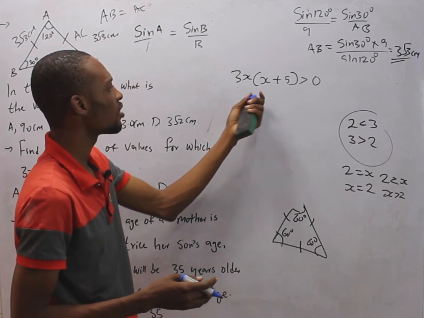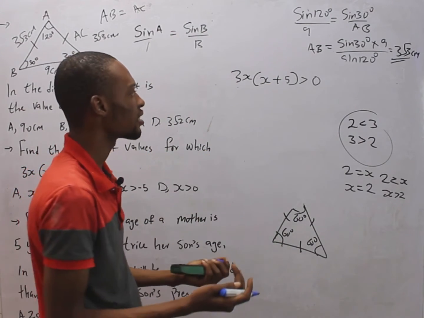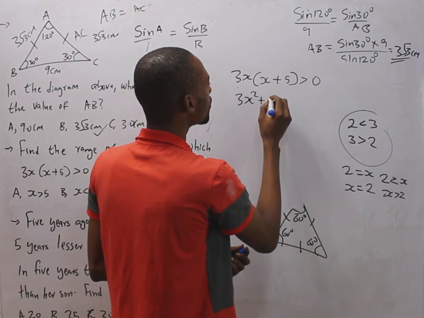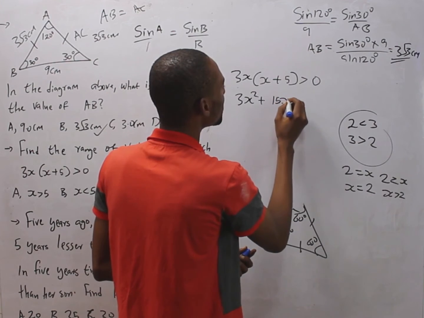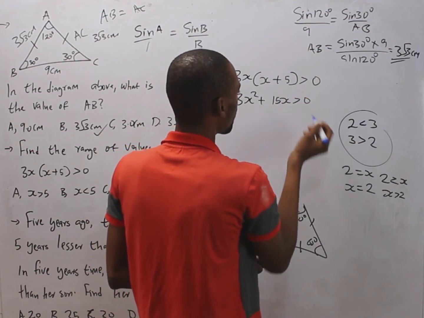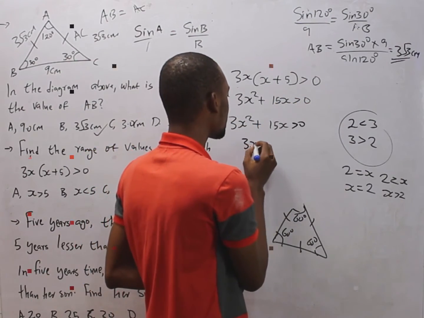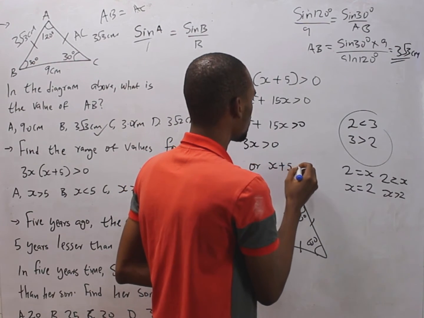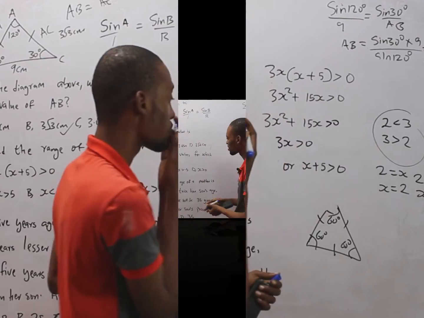To solve this, we open up the brackets. This will give you 3s squared plus 15s is greater than 0. 3s is greater than 0 or s plus 5 is greater than 0.